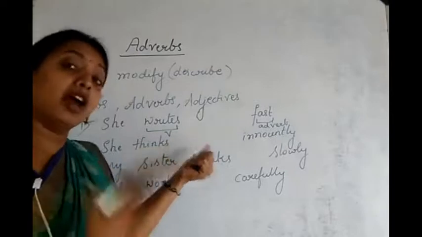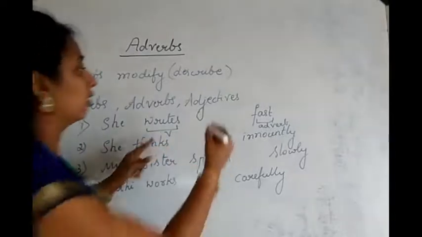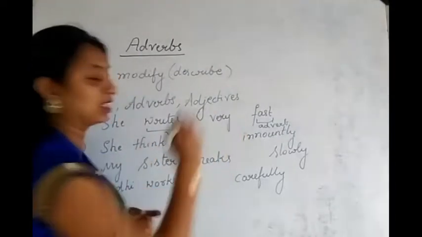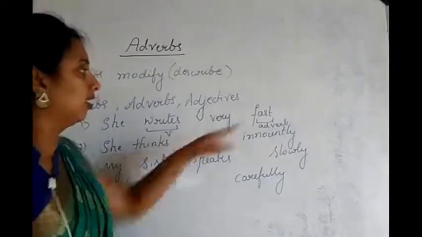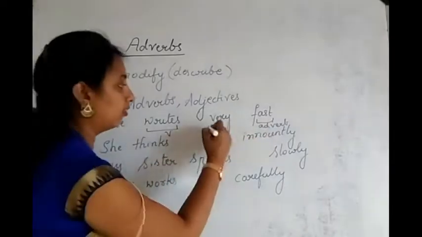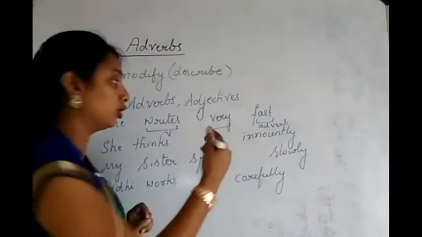Now we will go for another adverb. She writes very fast. How does she write? She writes very fast. Fast is an adverb. A word which is describing this adverb is also an adverb.